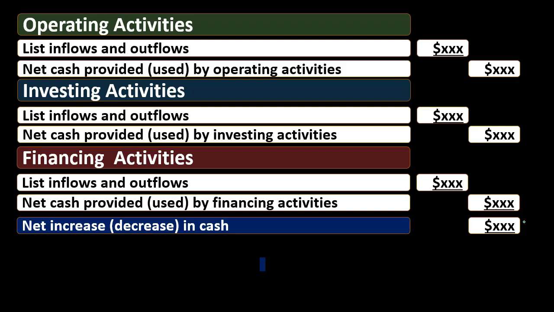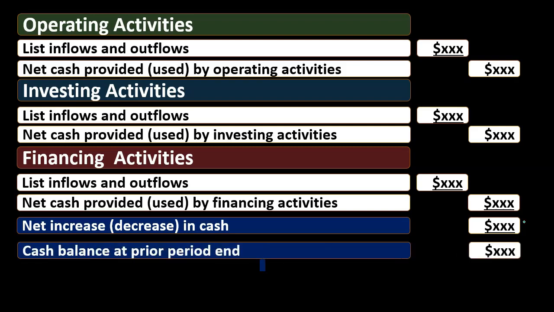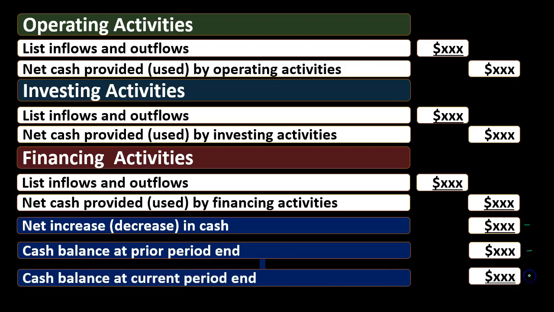So what we'll do is take this change and add to it the cash balance at the prior period end. So we're going to say, here's the difference, here's what changed, here's what the cash was at the beginning of the time period, which is the same as the end of the last time period. And then that'll give us cash at the end of the period. So this is what will tie out to the balance sheet. It'll match what's on the balance sheet.